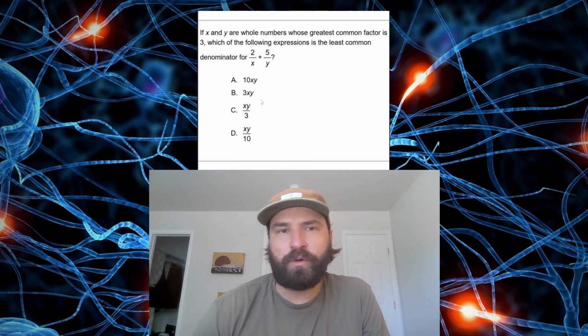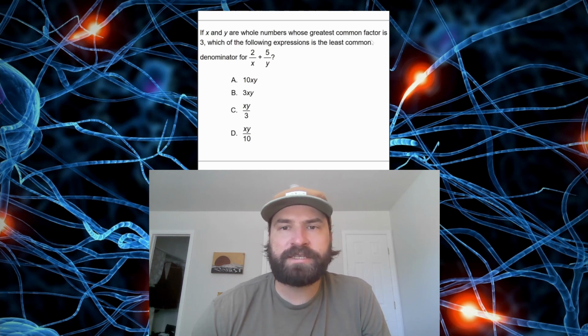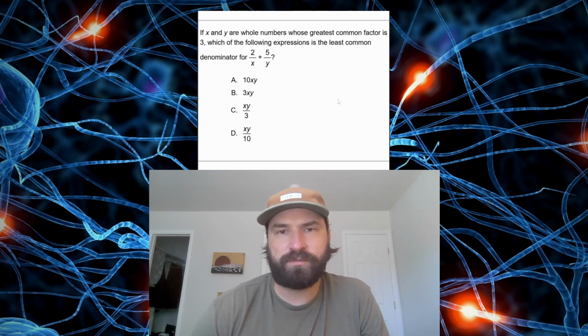Alright, let's crush another MTEL question. This one says, if x and y are whole numbers whose greatest common factor is 3, which of the following expressions is the least common denominator for 2 over x plus 5 over y? The main terms in this question are greatest common factor and least common denominator. We have to understand what those two terms mean.